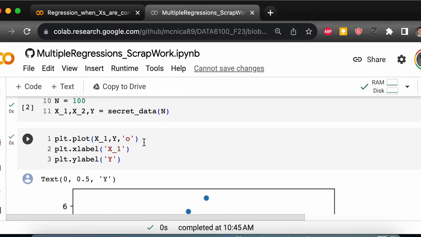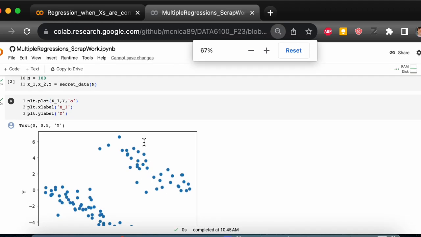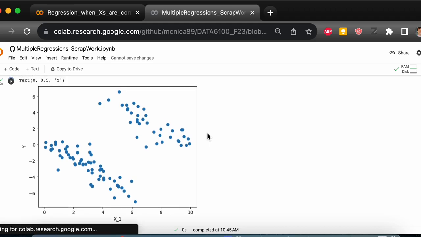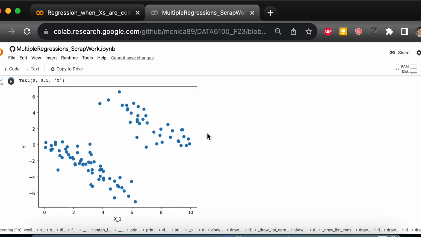What does it look like? There's an X1 and X2 and a Y. And here is the data where this works. This is X1 versus Y, and it looks like this. This is exactly one of these situations where whether increasing X1 helps or hurts Y, does it increase or decrease Y? This is a fun one.